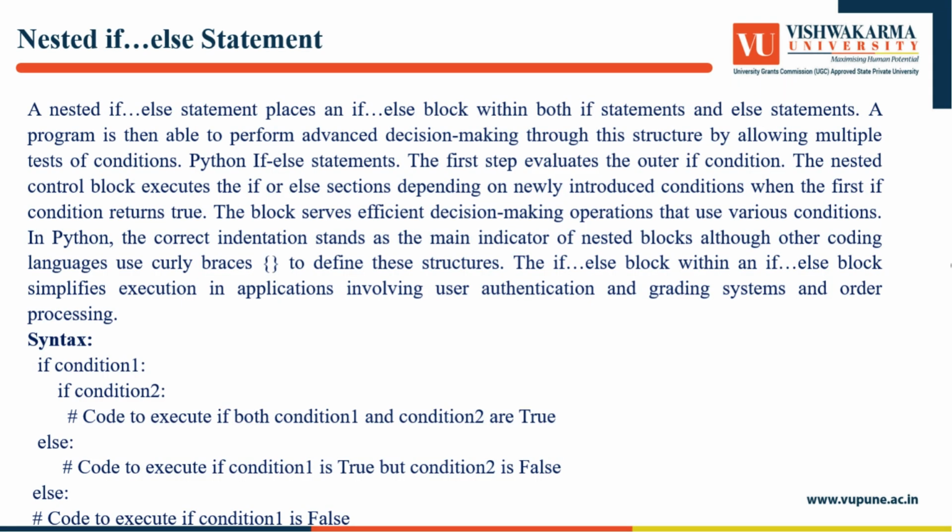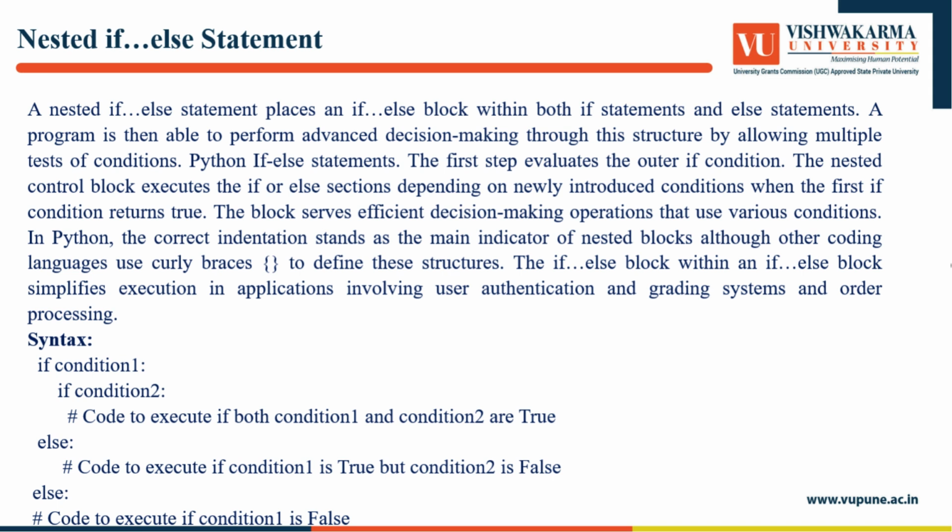The third one is nested if else statement. A nested if else statement means putting one if else block inside another. This lets a program check more than one condition in a step by step way. This is useful when a decision depends on more than one condition. For example, you might first check if a user is logged in and then check if they have permission to access something.